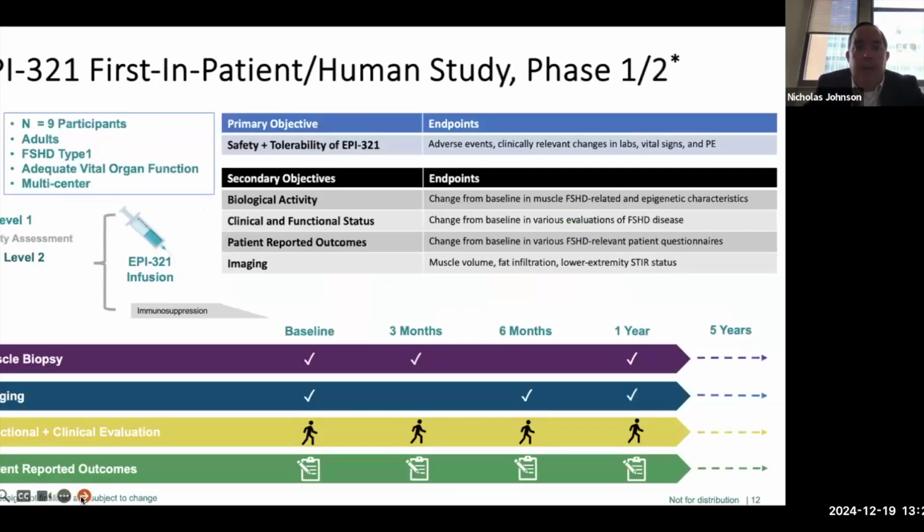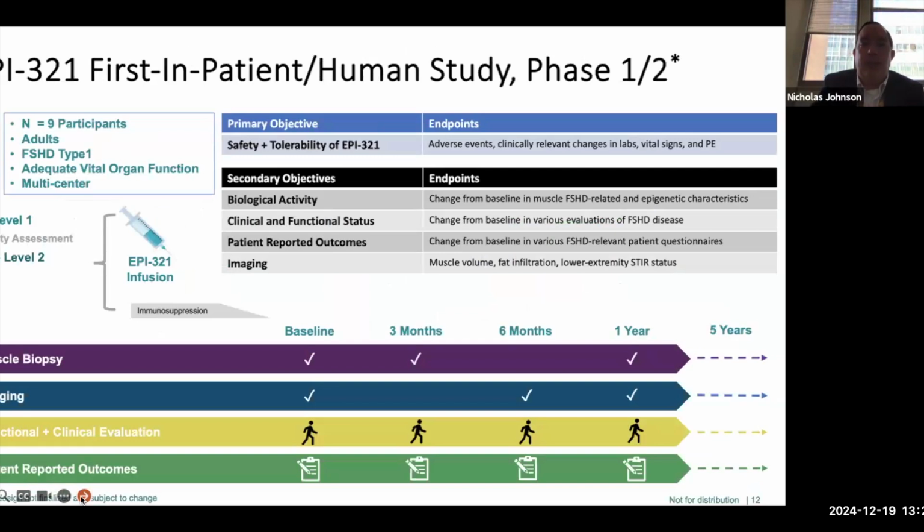So this is EpicBio's planned clinical trial design. I'll draw your attention to a couple things here. So number one, only 9 patients. So again, this is a small study with the primary focus being on safety. So that's an important point.